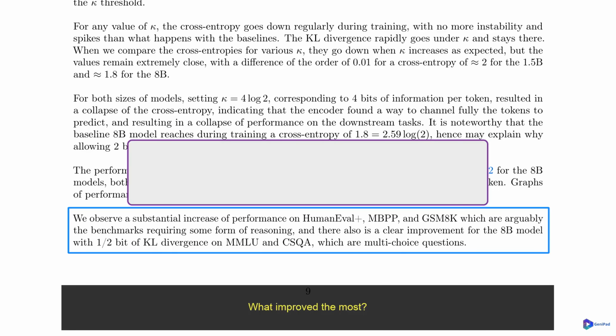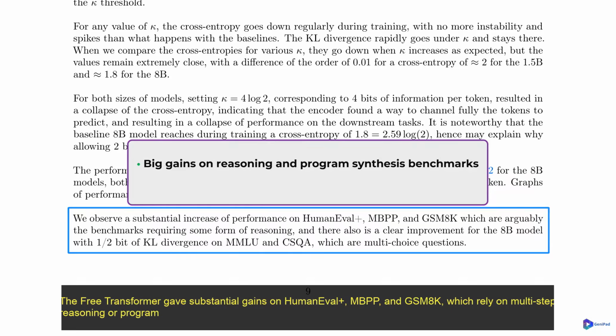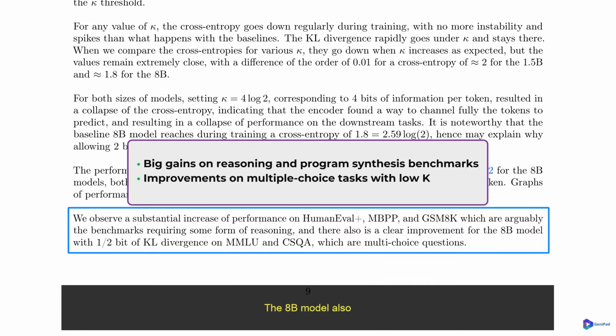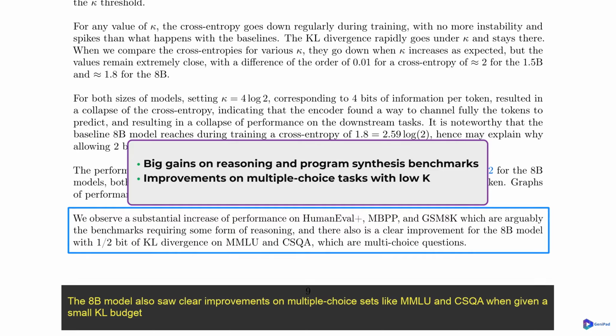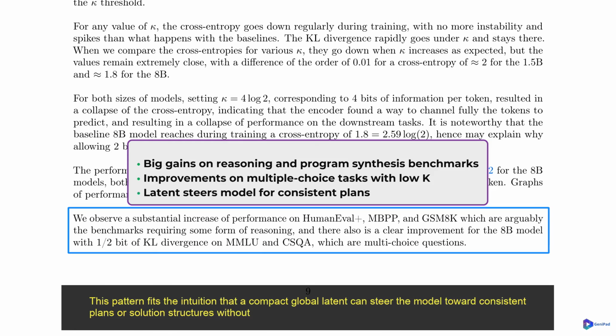What improved the most? Reasoning-heavy benchmarks. The Free Transformer gave substantial gains on HumanEval Plus, MBPP, and GSM8K, which rely on multi-step reasoning or program synthesis. The 8B model also saw clear improvements on multiple-choice sets like MMLU and CSQA when given a small KL budget, about half a bit per token. This pattern fits the intuition that a compact global latent can steer the model toward consistent plans or solution structures without overfitting.